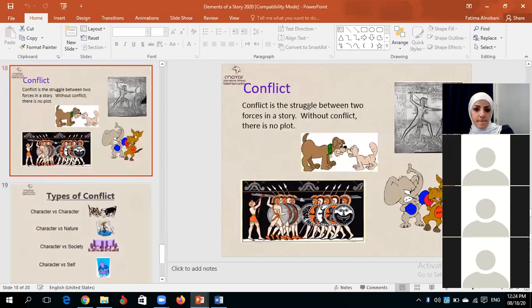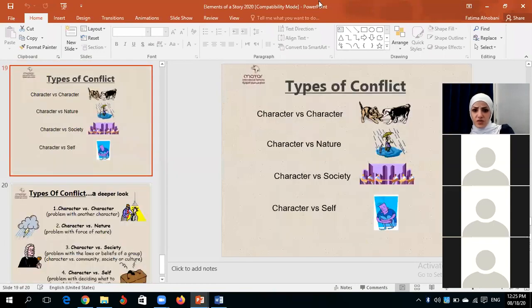Go ahead. Conflict is the struggle between two forces in a story. Without conflict, there is no plot. There is no exposition, no rising action and falling action, no problem and resolution. We must have a type of conflict, a problem to be solved at the end of the story. Otherwise, what's the point of writing a story?